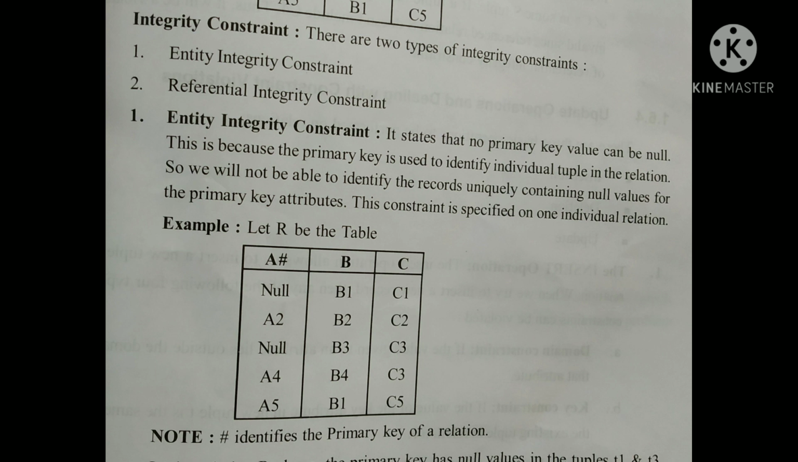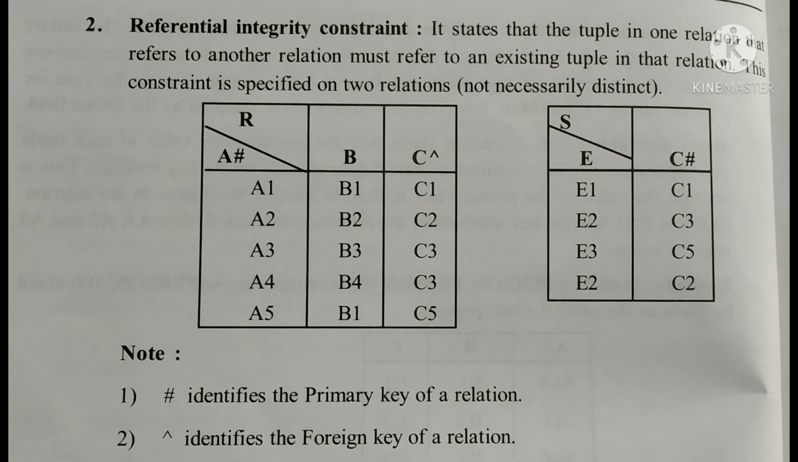This is because the primary key is used to identify individual tuples in the relation. So we will not be able to identify the records uniquely containing null values for the primary key attributes. Then the constraint is specified on one individual relation. For example, consider another table that is similar to the previous one.